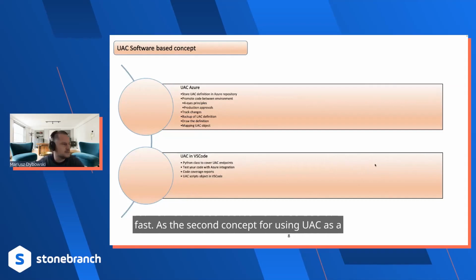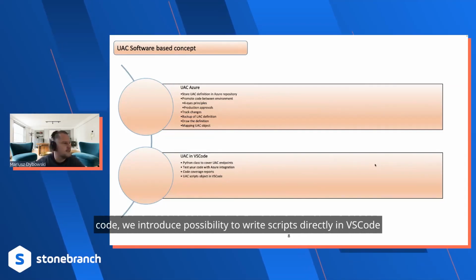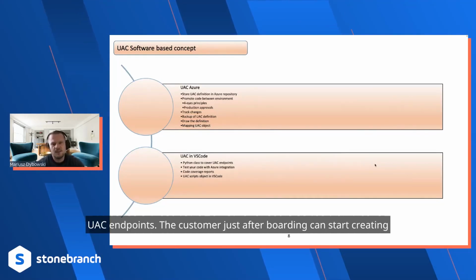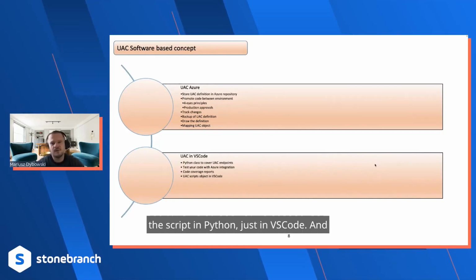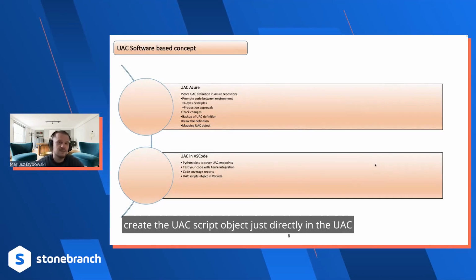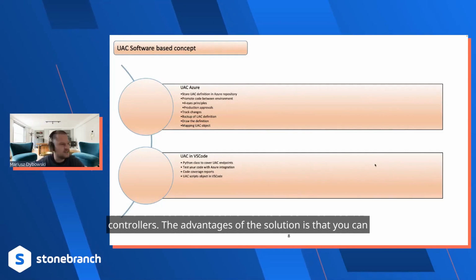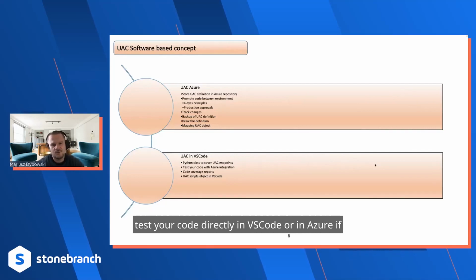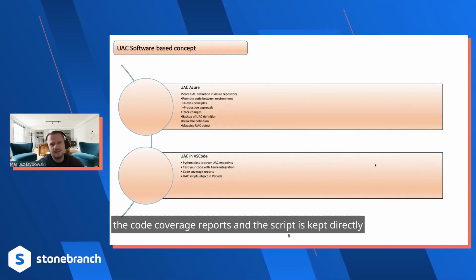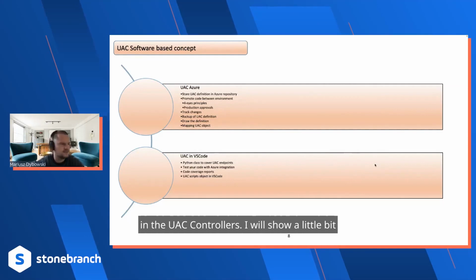As the second concept for using UAC as code, we introduced the possibility to write scripts directly in VS Code for UAC. We created a Python class which covers all UAC endpoints. So the customer, just after onboarding, can start creating scripts in Python in VS Code, and with the UAC Azure integration, he can create the UAC script object directly in the UAC controllers. The advantage is that you can test your code directly in VS Code or in Azure, do code coverage reports, and the script is kept directly in the UAC controllers.